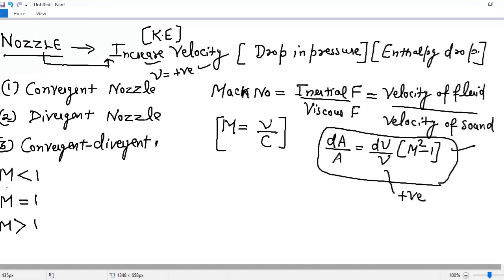To start with, let us suppose in the first case, M is less than 1. If M is less than 1, this entire term will give us a negative value. And in the velocity, whichever type of nozzle we are using, our aim is to increase velocity, so that will always be positive. So if this is positive and this is negative, plus minus will be a negative quantity. It means from this equation, for the first case, the value of dA is going to be a negative value.